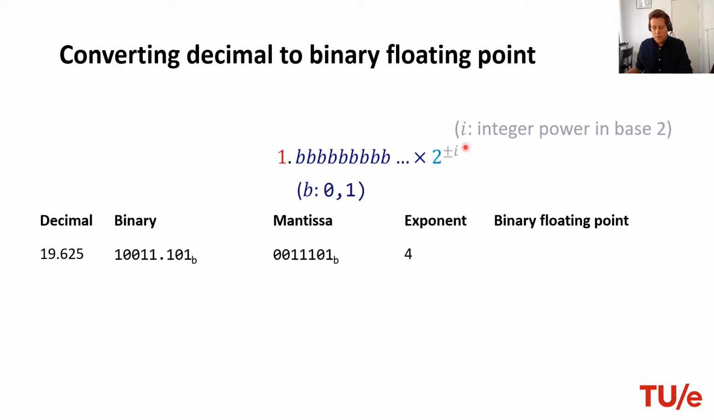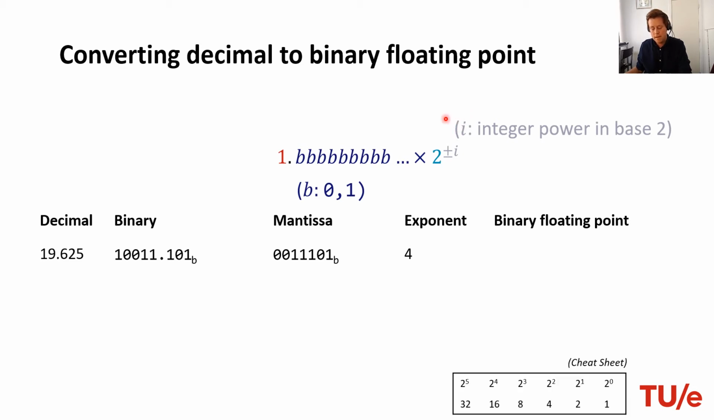However, note also that in binary floating point representation, we need to make sure that our exponent is also written in base 2, so in binary. So let's pop up our cheat sheet over here and take a look at what the number 4 in binary would be, going from right to left. So this would be 1, 0, 0. That would be 4 in binary.